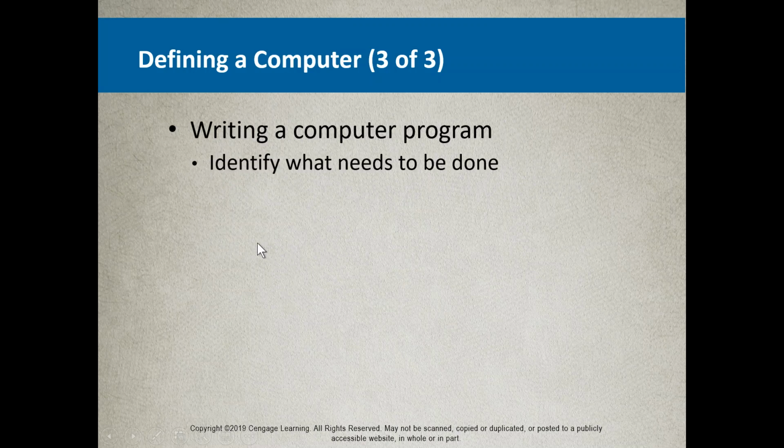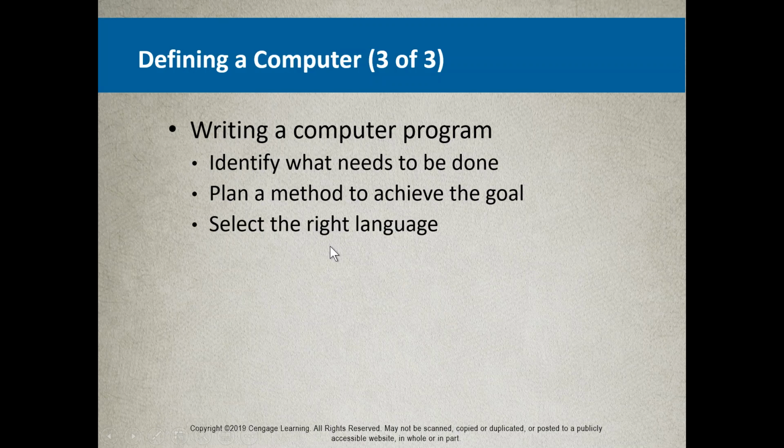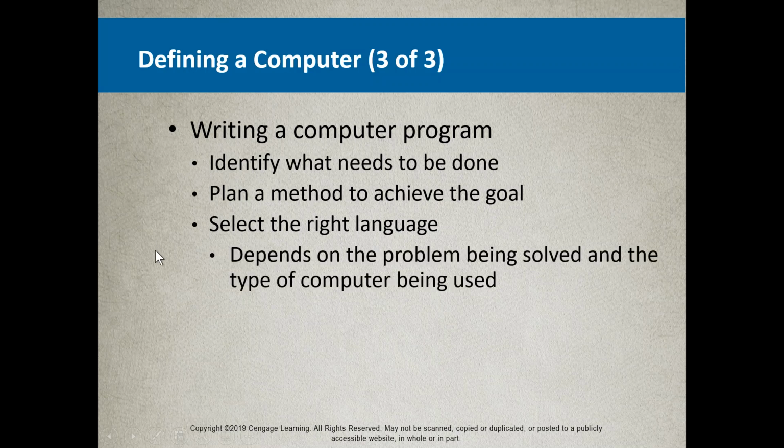Now, writing a computer program, first we have to identify what needs to be done, and then plan a method to achieve this goal by writing out some pseudocode or planning out the algorithm that you would like the computer program to do. Select the right computer language that best suits the environment that you're going to be developing it in. So selecting the right language really pertains to if you're going to be developing, let's say, a mobile app. You might use a particular language compared to if you're going to do a database collection. You might use a different type of language for something like that.